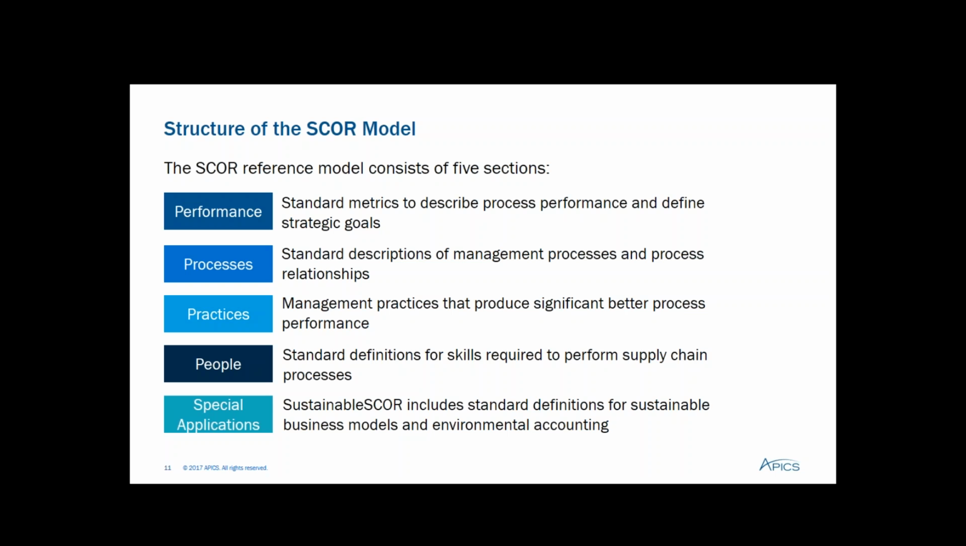The practices section contains management practices that produce significantly better process performance. The 3 major practices sections are emerging, leading, and best practices. The people section contains the standard definitions for skills required to perform supply chain processes. And special applications is a standalone portion, also called sustainable SCOR. And while not being interrelated to the 4 major sections, it consists of proposed global reporting initiatives environmental metrics with categories including materials used, percent recycled input materials, percent reclaimed input materials, and energy consumed.